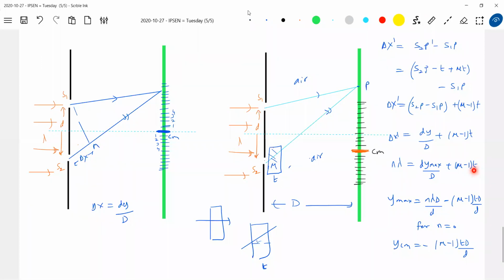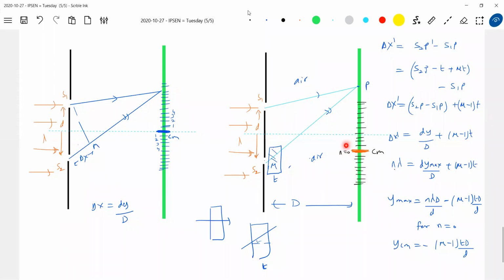Simplest thing. So wherever you want, you can shift this. You want the central maxima exactly opposite to the slit S2, yes, you can bring it. For that, what is the order of the central maxima? n equal to 0. Put n equals 0, then y max equals minus d by 2. Solve it for t. That is the thickness. Able to get this one? So wherever you want, you can bring the position of the central maxima.